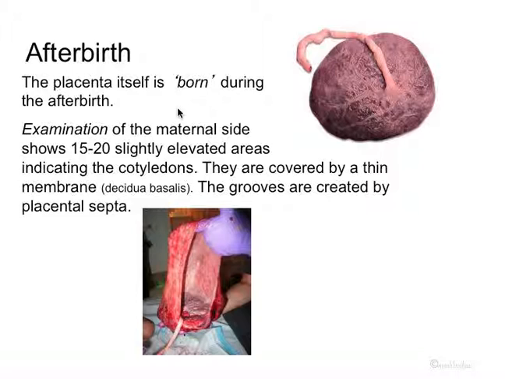So we examine that, and we look at the elevated areas, the trophoblast cotyledons reaching into the maternal blood, which are covered by a thin membrane, the decidua basalis. And when that's all good, then we're good.